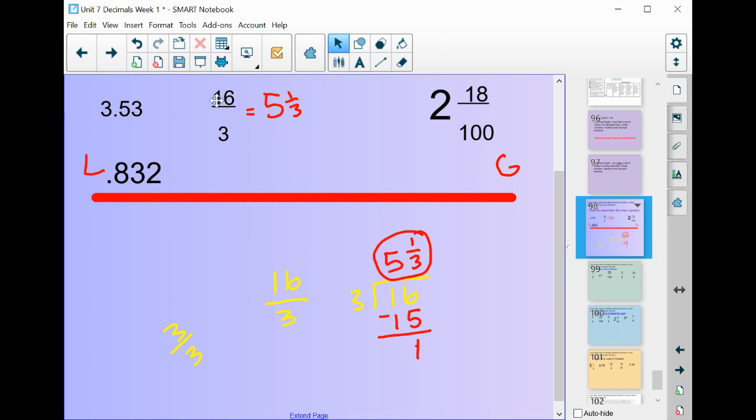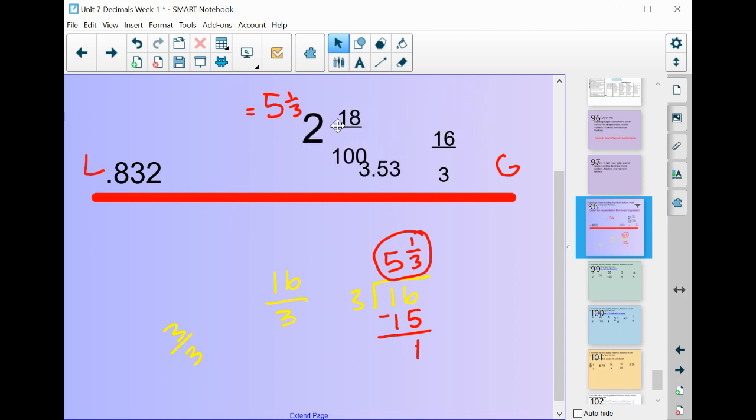I'm going to take this 16 thirds because I can tell it is our greatest value, and I'm going to put it all the way towards the greatest part of our number line. And then next is going to be 3 and 53 hundredths. And then lastly, 2 and 18 hundredths. So I still have my decimal form and fraction form here. I don't have to compare those 53 hundredths and 18 hundredths because our whole numbers are different.